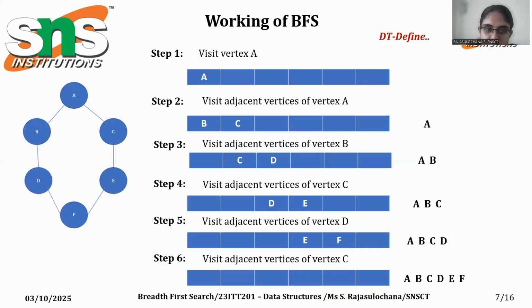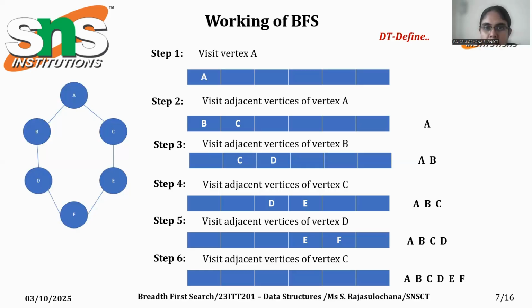The next vertex to be explored is E. The adjacent vertex of E is F, which is already present in the queue. So E is removed and written in the output. The last vertex to be explored is F, and the adjacent vertices of F are D and E, which are already visited. So F is also removed from the queue and written in the output.